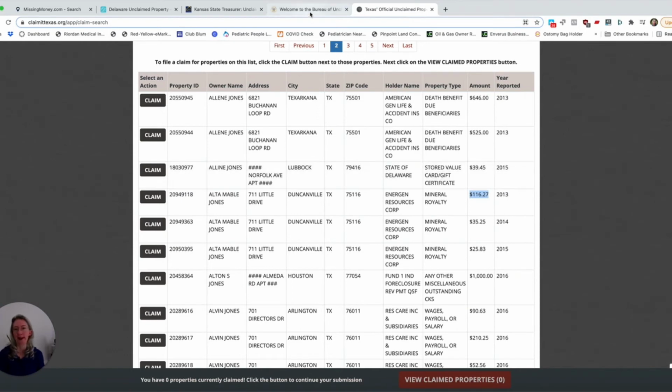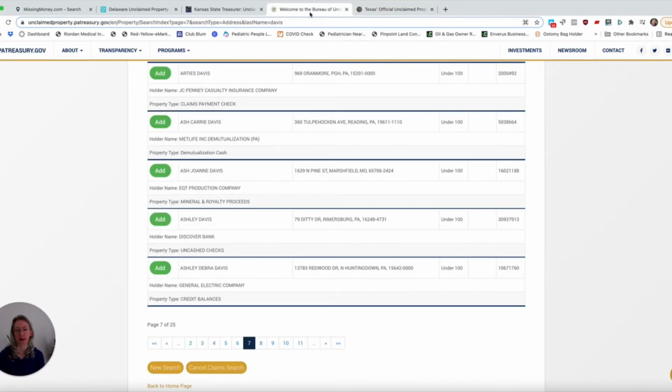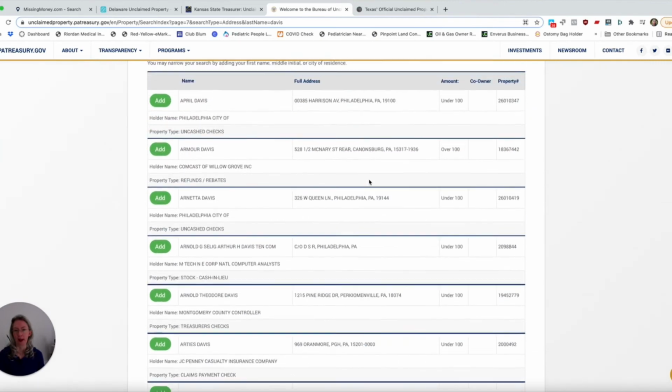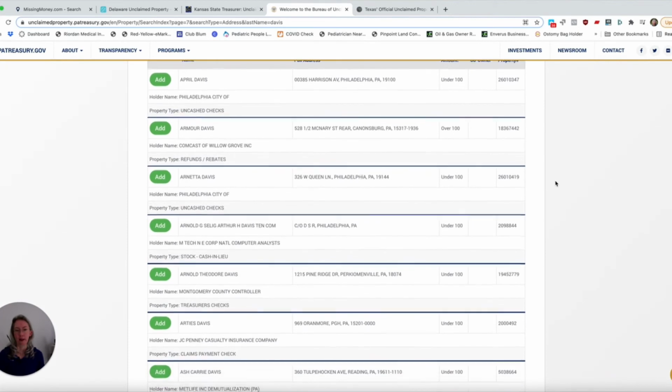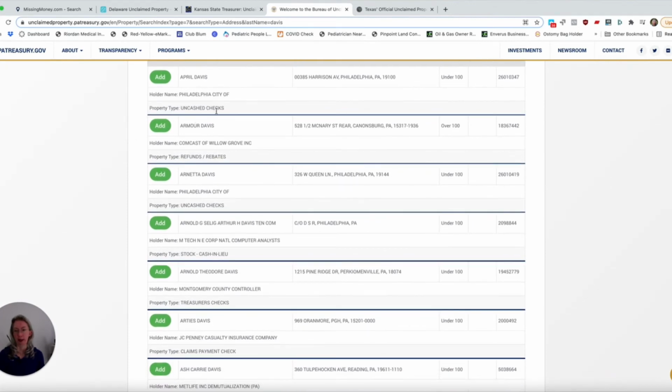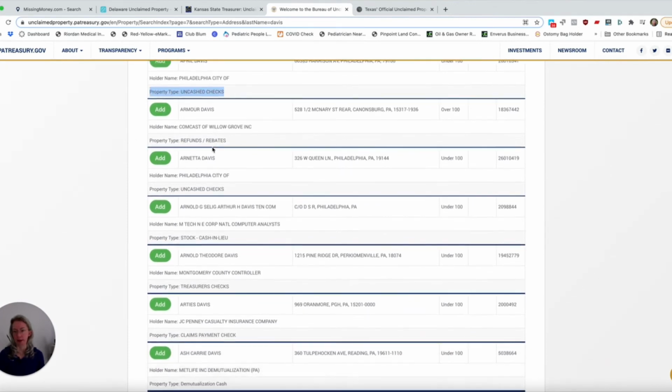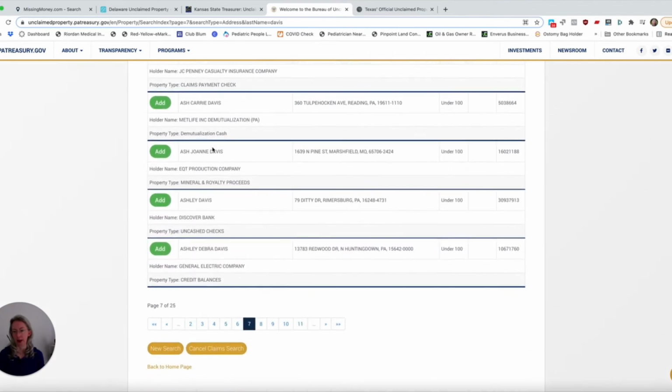And then let's look at one more state, which is Pennsylvania. In Pennsylvania, I've typed in the name Davis, and you also see the property type, which is under here. And if we go through, we will see mineral and royalty proceeds. And this one belongs to Ash Joanne Davis. It has the last known address of the mineral owner and the fact that the royalties are under $100. So that's kind of how you go through and identify oil and gas royalties in unclaimed property.